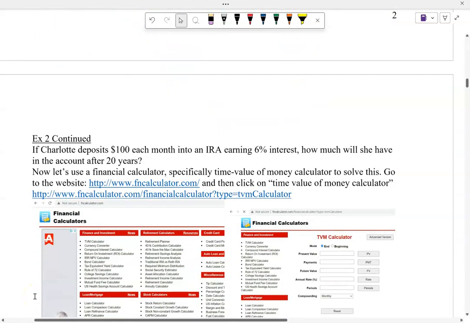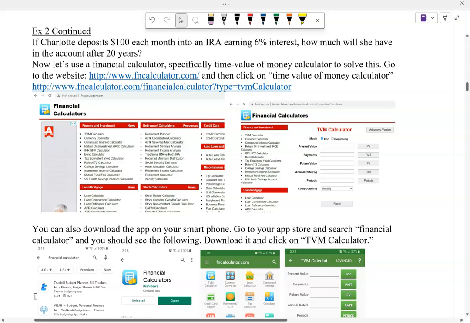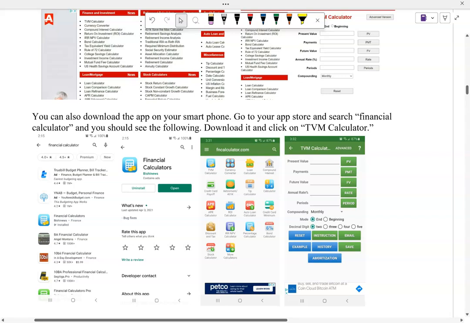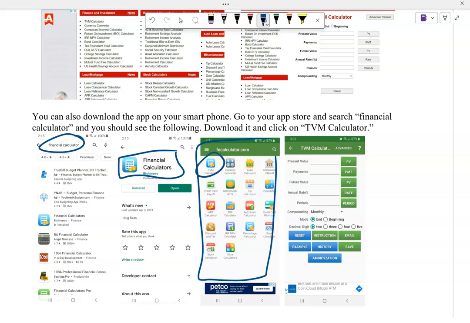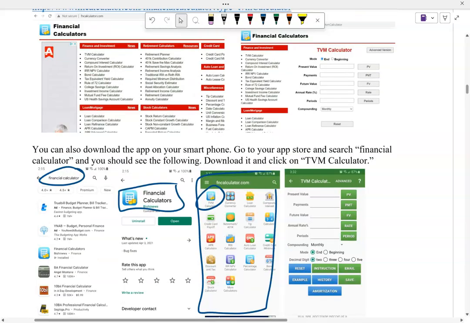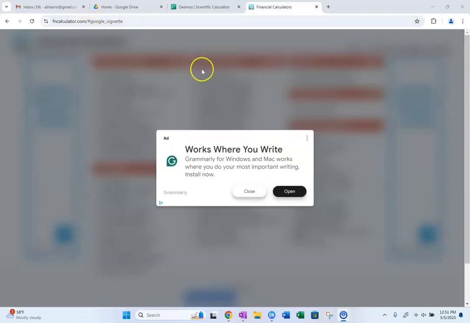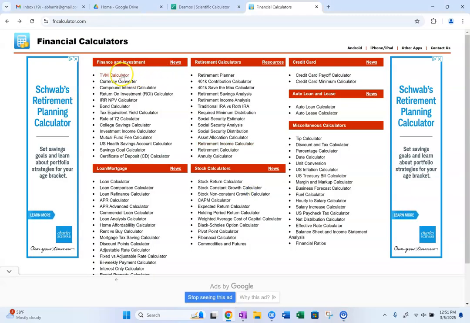All right, so let's do that now with the calculator. Let's use our time value money calculator. And I also want you to notice there is an app for this. If you want to look in your Play Store, financial calculator, it'll look like that right there. And on my Android, at least, it looks like this. You want to click on time value money calculator. You'll be able to use the website, though, on your exam. So let's go to fncalculator.com, this website right there. Click on time value money calculator right there.